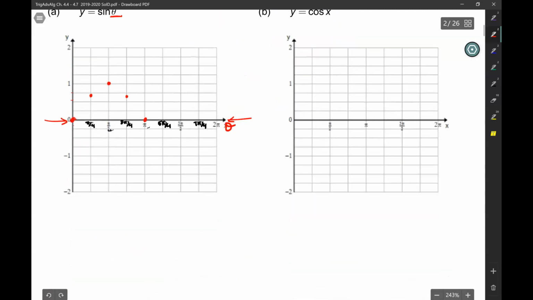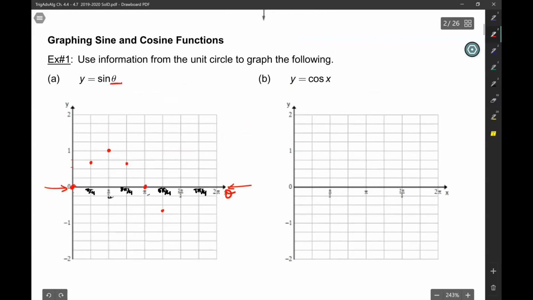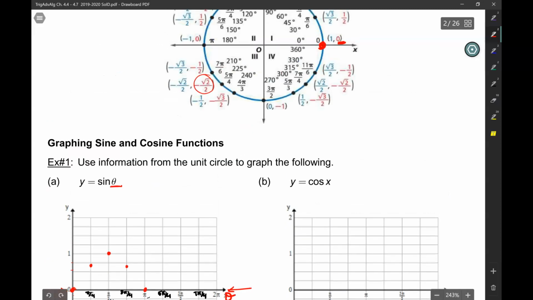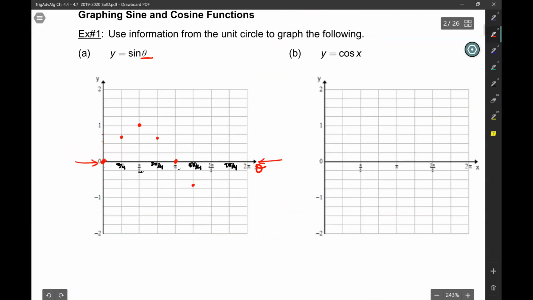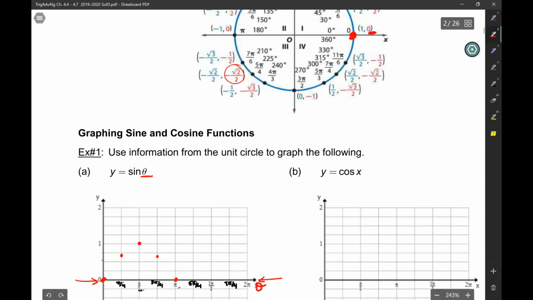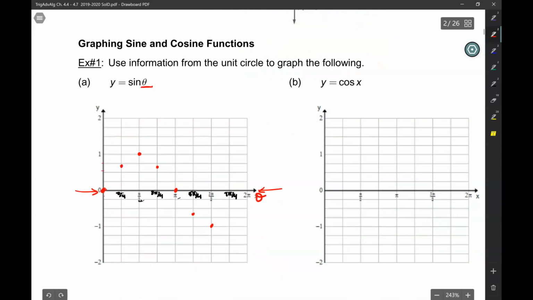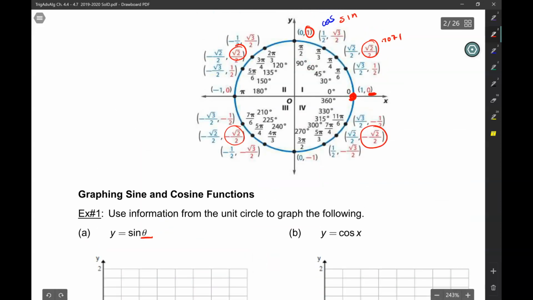Negative root 2 over 2, which is negative 0.7. At 3 pi over 2, how much is the sine? Negative 1. 7 pi over 4, how much is the sine? Negative root 2 over 2, which is negative 0.7. Okay, and then at 2 pi, how much is the sine? 0.